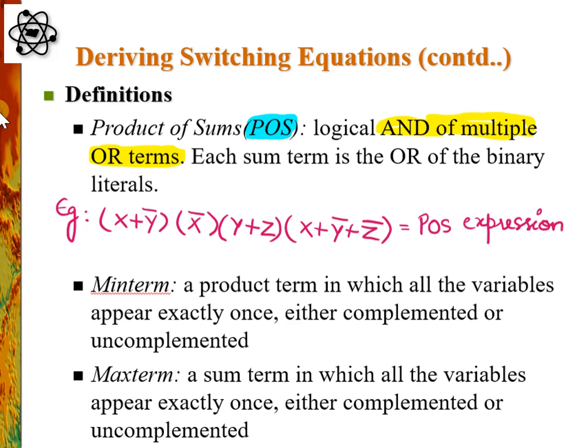Coming to the definition of minterm. A minterm is a special case product term that contains all the input variables that make up a Boolean expression. So you can see that it is a product term in which all variables appear exactly once, either complemented or uncomplemented. Whereas a max term is a sum term in which all the variables appear exactly once, either complemented or uncomplemented. So minterm is a product term, whereas the max term is a sum term.